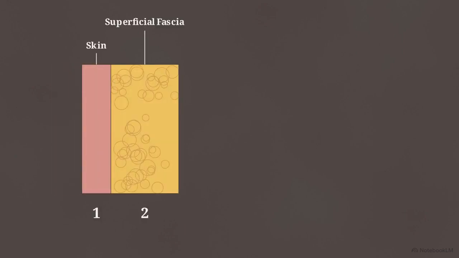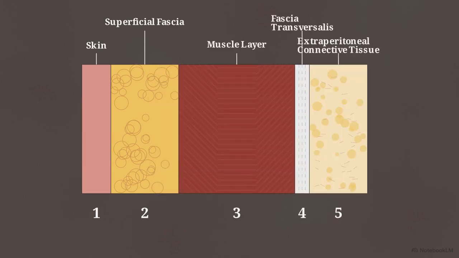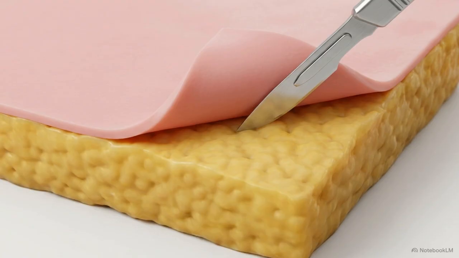A scalpel cutting into the anterior abdominal wall encounters a precise sequence of 6 layers: the skin, the superficial fascia, the muscular layer, the transversalis fascia, extraperitoneal connective tissue, and finally, the parietal peritoneum. Immediately deep to the skin lies the superficial fascia.